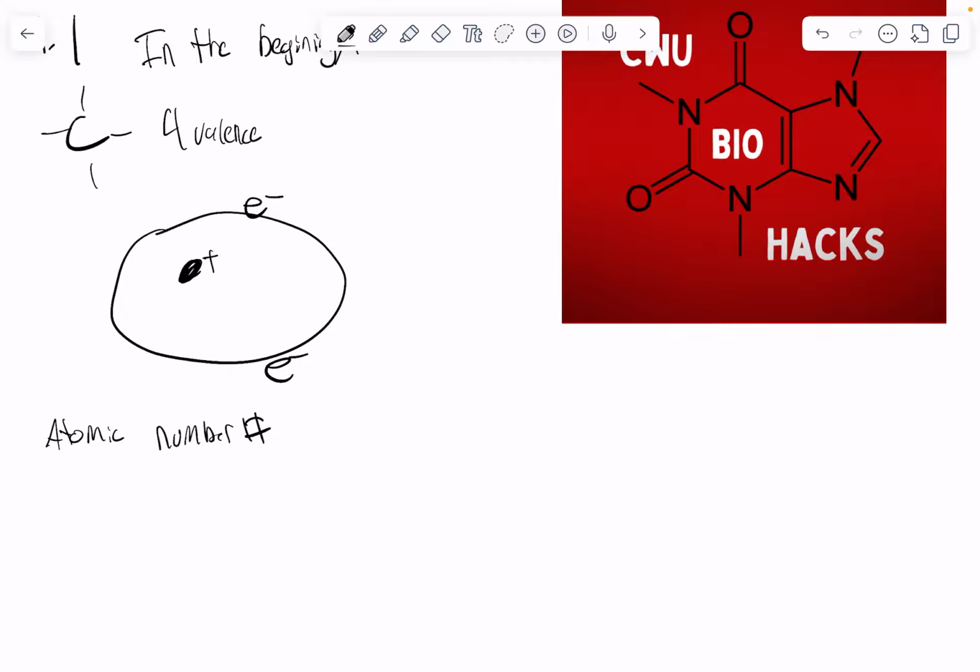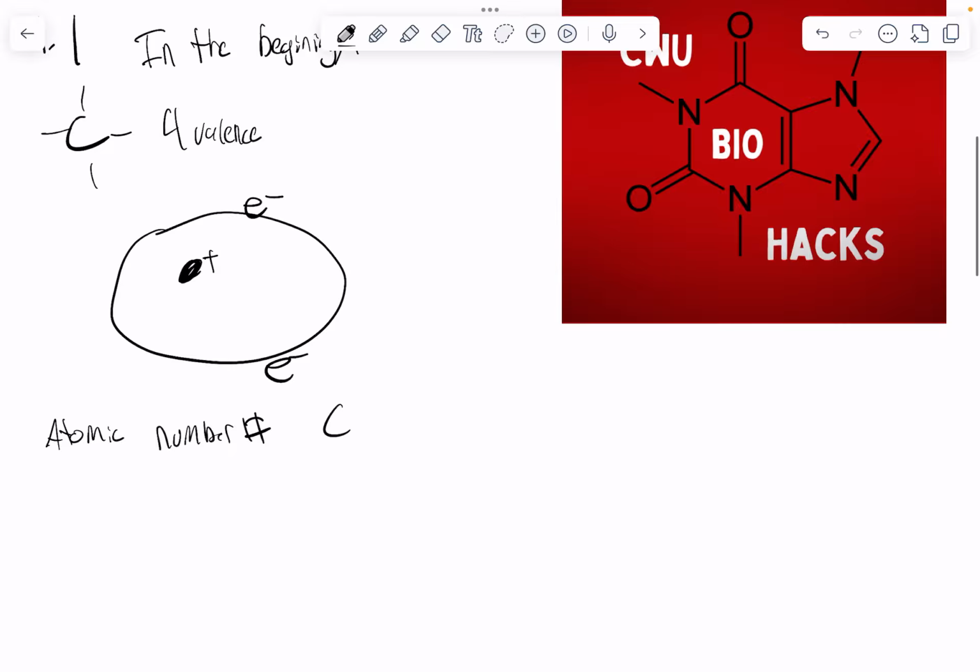So let's take carbon, right? How many protons does carbon have? There's 6. Carbon is 6, oxygen's 8, hydrogen's 1. So that's the atomic number. And then the mass number is the total number of protons and neutrons in the nucleus. That's why carbon is 12, because there's an equal amount of protons and neutrons in the nucleus. So the atomic number for carbon is 6, and the mass number is 12.